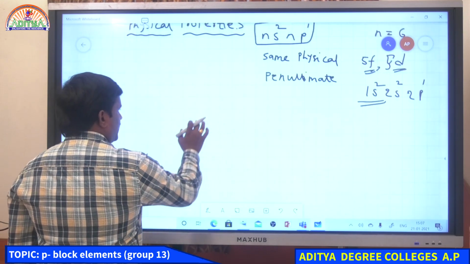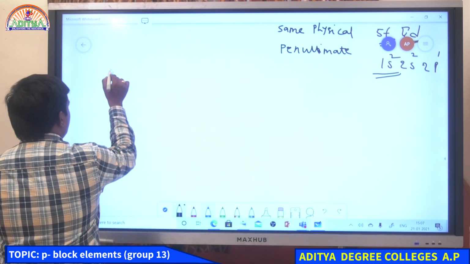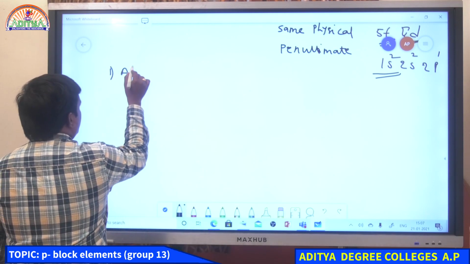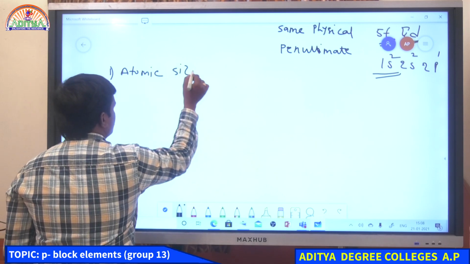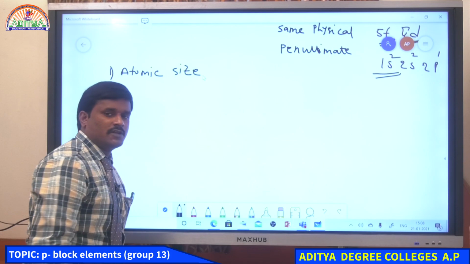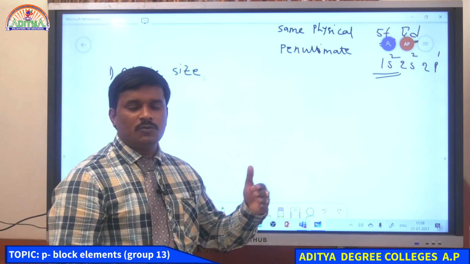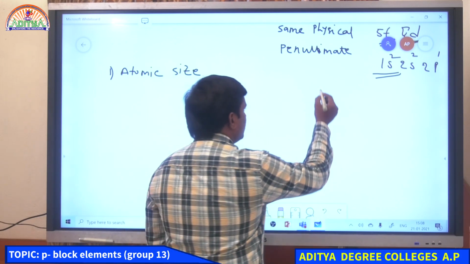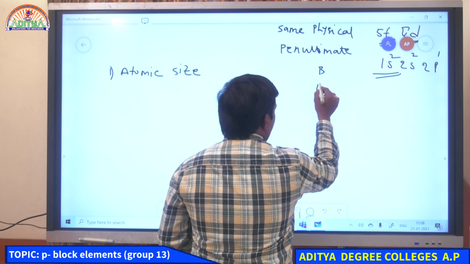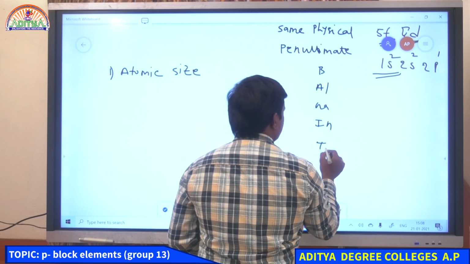So the first property is atomic size. What happens to atomic size from top to bottom in the 13th group elements, or the boron family? The elements are boron, aluminum, gallium, indium and thallium.